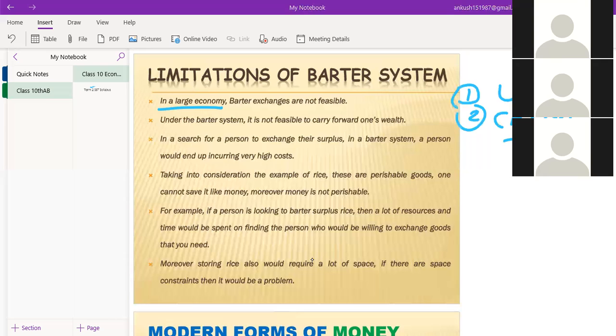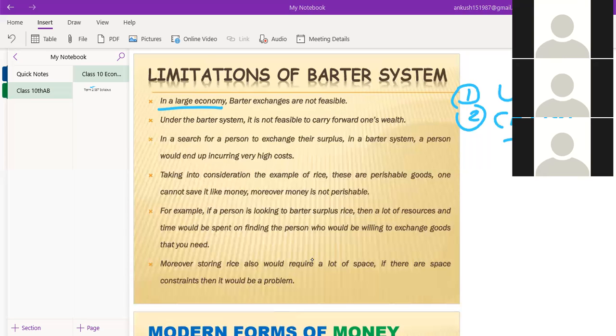And our economy is the third economy in the world. That is a very large economy in comparison with the USA. The USA's population is lesser than the Indian population. Still, their GDP is more than that of the Indian people.